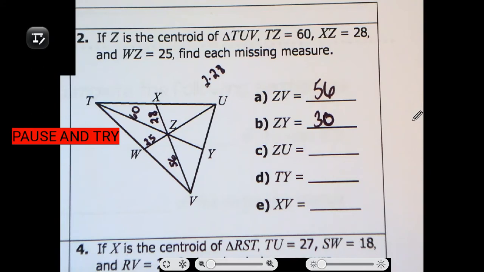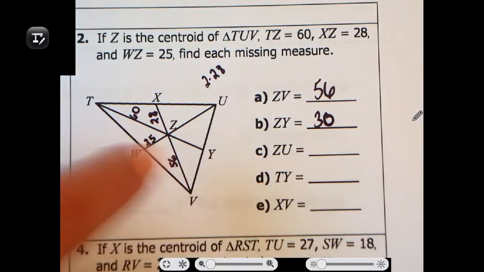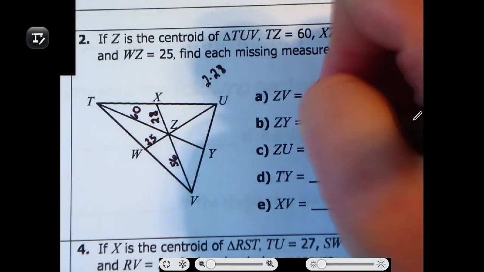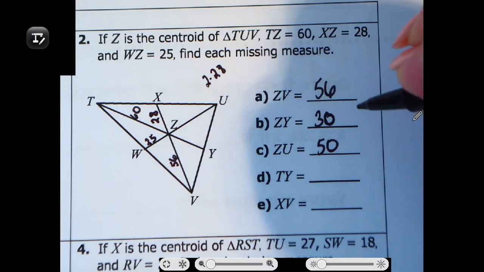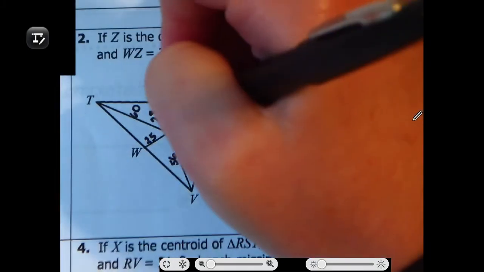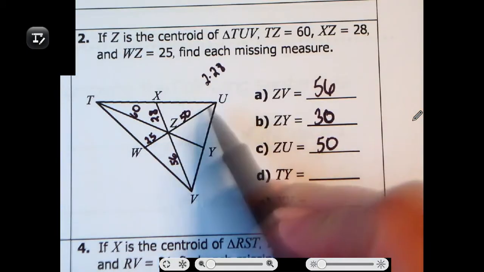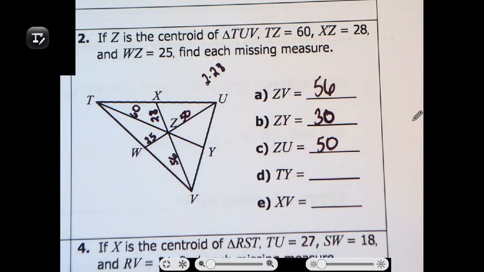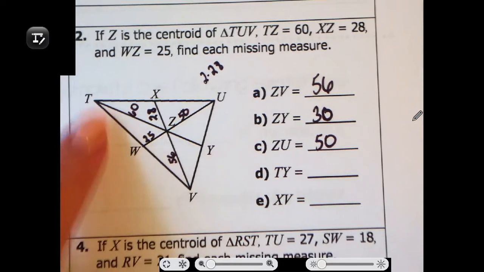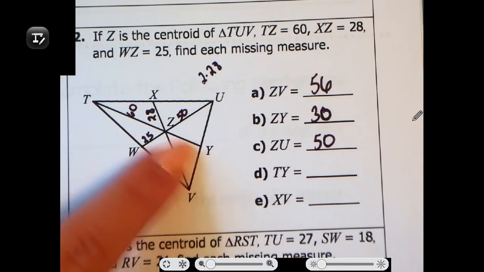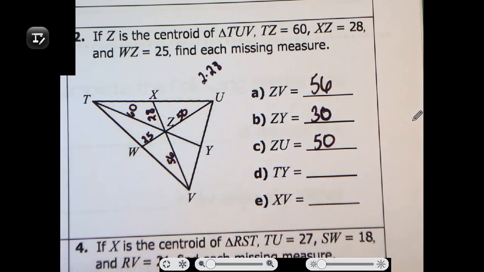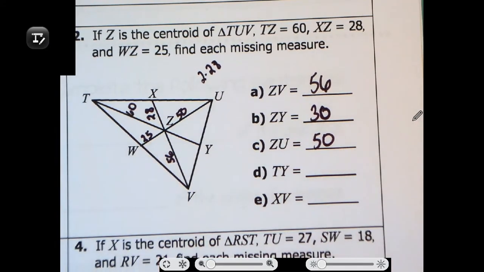Okay, so if you paused and tried them on your own, what you would have ended up with is ZU would have been 50. TY, so right here was 50. So this is double that. TY, now the whole entire thing. Okay, so maybe you could have gotten that one. It was different than the other ones.